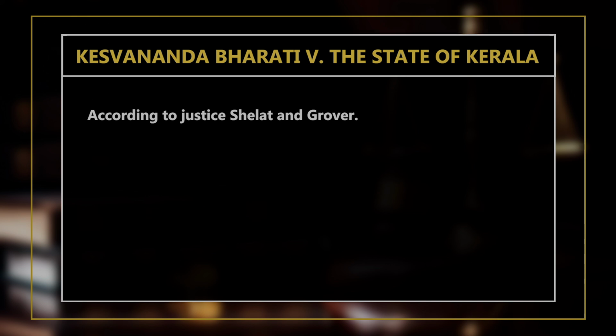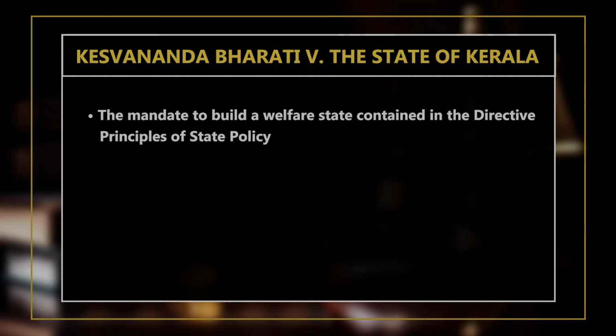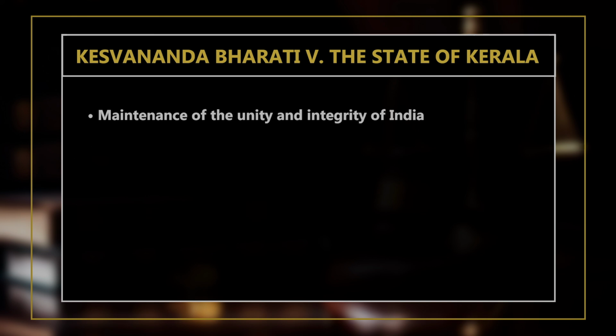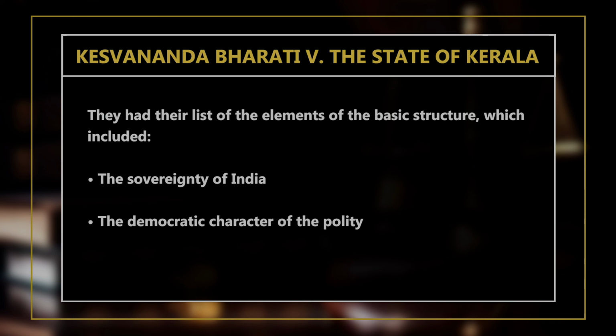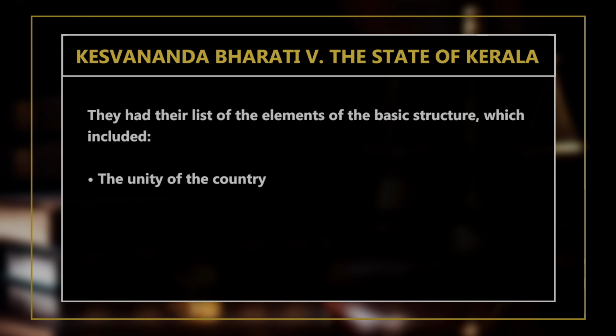According to Justice Shelat and Justice Grover, the following were included in the basic structure. That is, the mandate to build a welfare state contained in the directive principles of state policy, maintenance of unity and integrity of India, the sovereignty of the country. Then, according to Justice Mukherjee and Justice Hegde, they had their own list of the elements for the basic structure, which included the sovereignty of India, the democratic character of the polity, the unity of the country, essential features for individual freedom, and the mandate to build a welfare state.